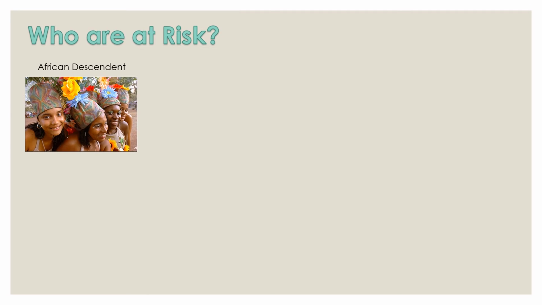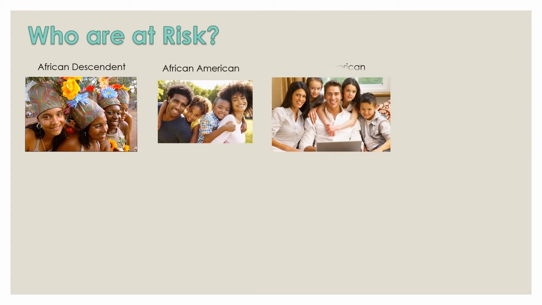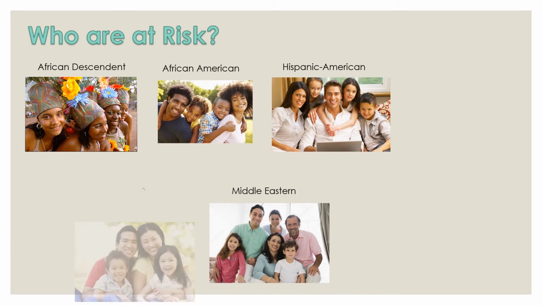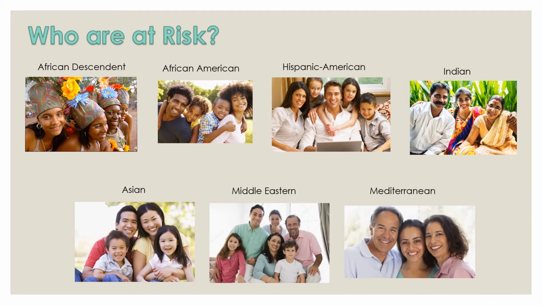Now, who can get sickle cell anemia? Sickle cell anemia is more common in certain ethnic groups like people of African descent, including African Americans, people of Hispanic American descent from Central and South America, people of Middle Eastern, Asian, Indian, and Mediterranean descent. Around 70,000 to 100,000 Americans have sickle cell anemia, and about 8% of African Americans have sickle cell trait.